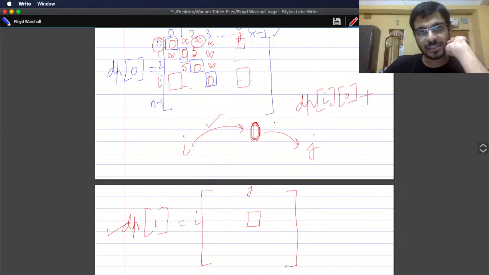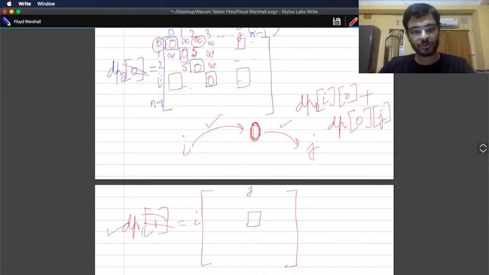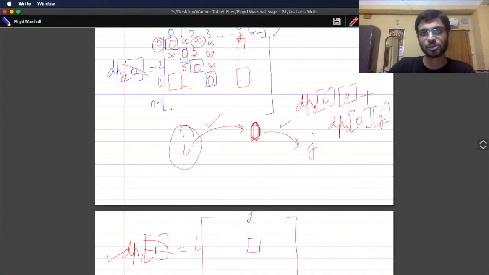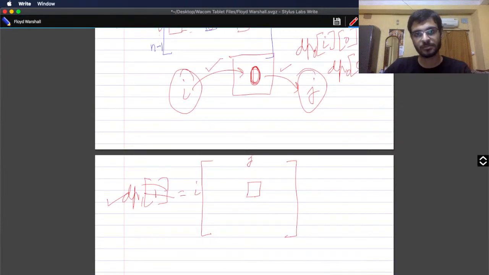So from here I'll get this value plus this value. By these two things, we can refer to the earlier table as dp0 and write this as dp1. So dp0[i][0] plus dp0[0][j] is going to give us a possible solution for how we can go from the ith vertex to the jth vertex by choosing the vertex 0 as the intermediary vertex, and we are going to use that over here.